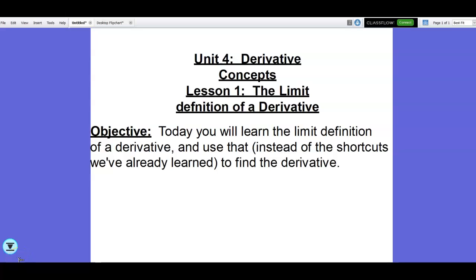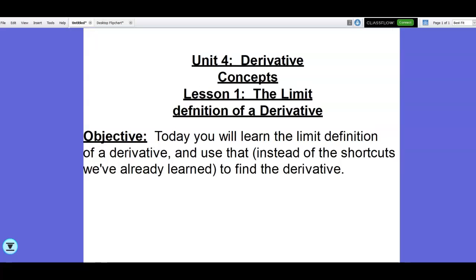All right, guys, welcome to Unit 4. So we're going to go back to derivatives. We started off the year by talking about derivatives and what they are. You guys might recall that a derivative is the slope of your function at one point.